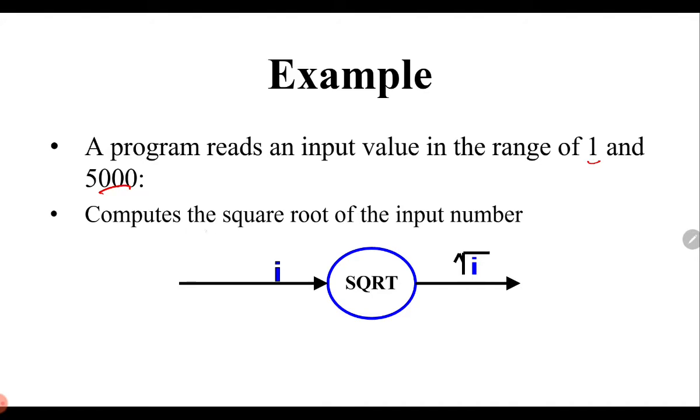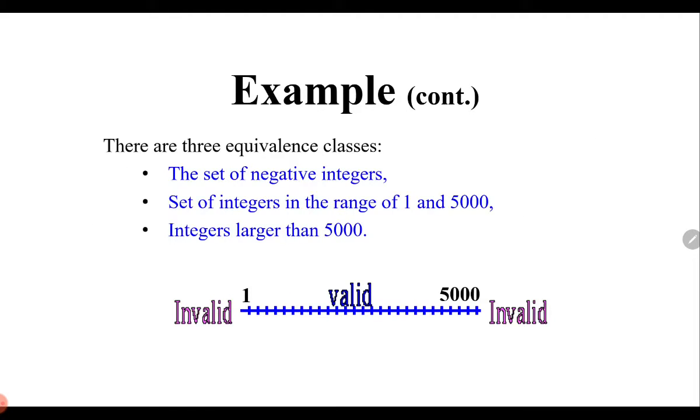Now, it also computes the square root of an input number. That means if I give an integer as an input, or a value as an input, the program will calculate the square root and the result will be given out. So this is the problem statement basically.